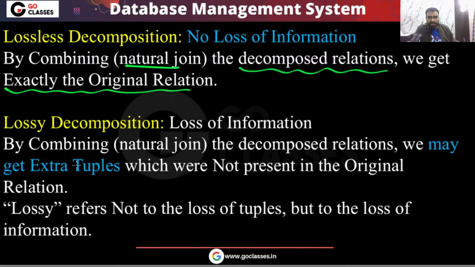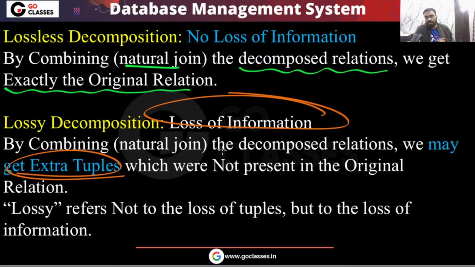Remember, we are getting extra tuples, so we are not losing the tuples. We are losing the information. We are getting wrong information, so that is called loss of information. Please understand that when I say lossy decomposition, it does not mean that we are losing the tuples. Every tuple of the original relation we will get, but some extra tuples we can get.